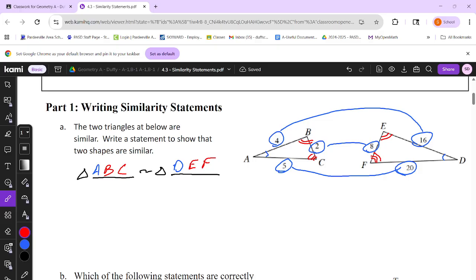If you want to, go ahead and stop and just write one more similarity statement. As long as the order matches up, you should be okay.